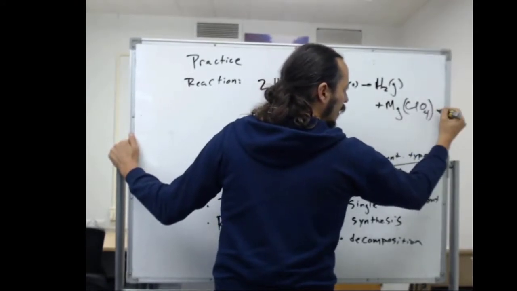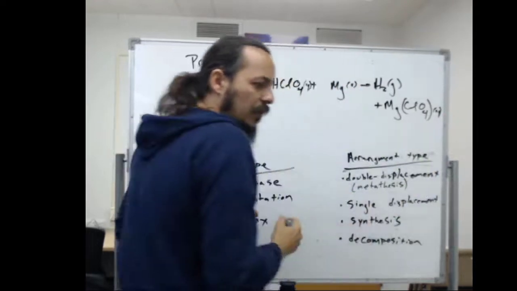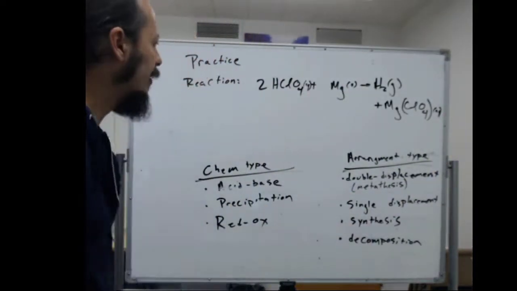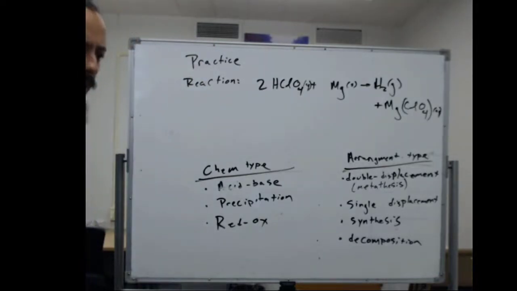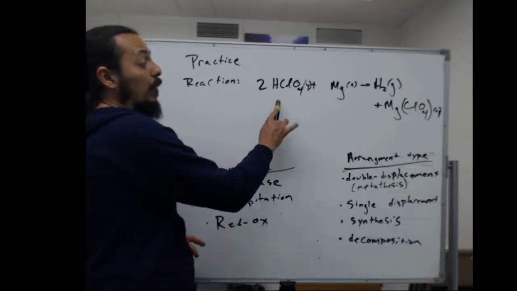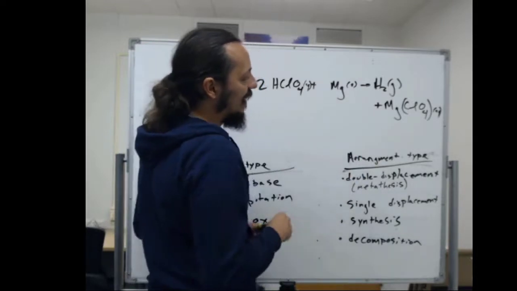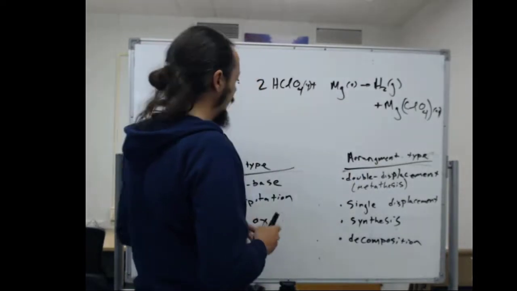Mg(ClO4)2 aqueous. So in order to kind of make sense of what's going on here, we want to name all the compounds, we want to name the products, and we want to figure out what type of reaction it is. So this is perchloric acid with magnesium metal to form hydrogen gas and magnesium perchlorate.